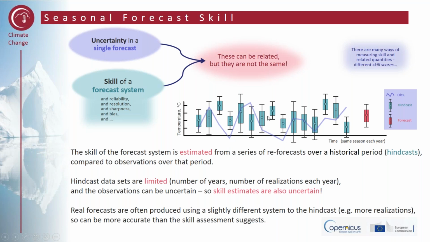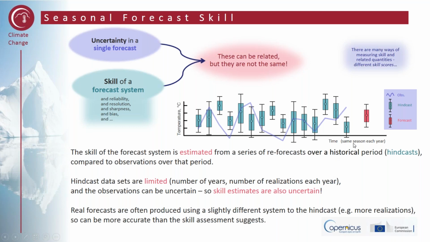We use these hindcast points to sample statistically. You can see in some years, the hindcast will do really well, and some years it'll do really badly. And the skill is some statistical measure of that overall. Of course, these hindcast data sets are going to be limited. You can see from that diagram that if you have fewer years, you can't sample the skill of the system quite as well. And the number of realizations in the forecast ensembles also affects it, which means these skill estimates themselves are also going to be uncertain.